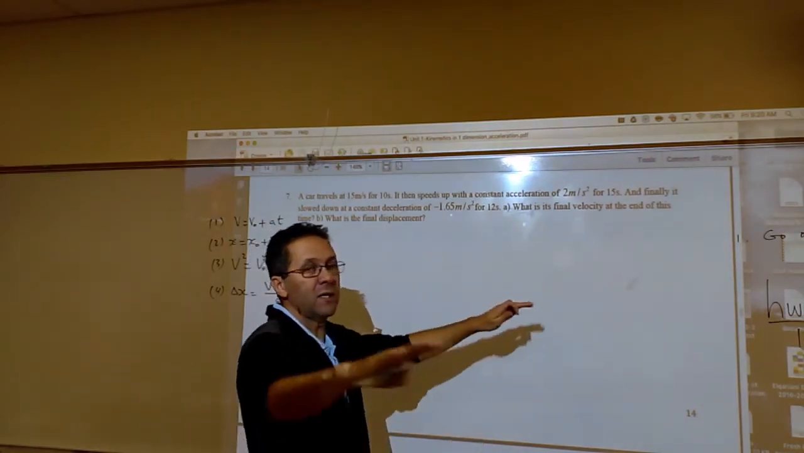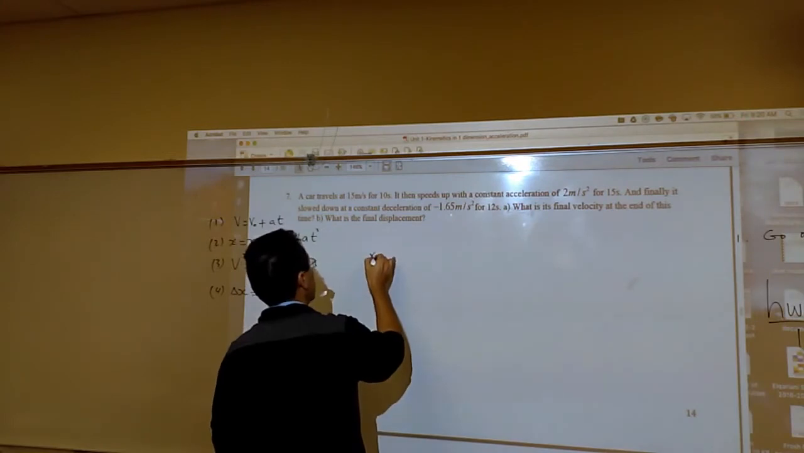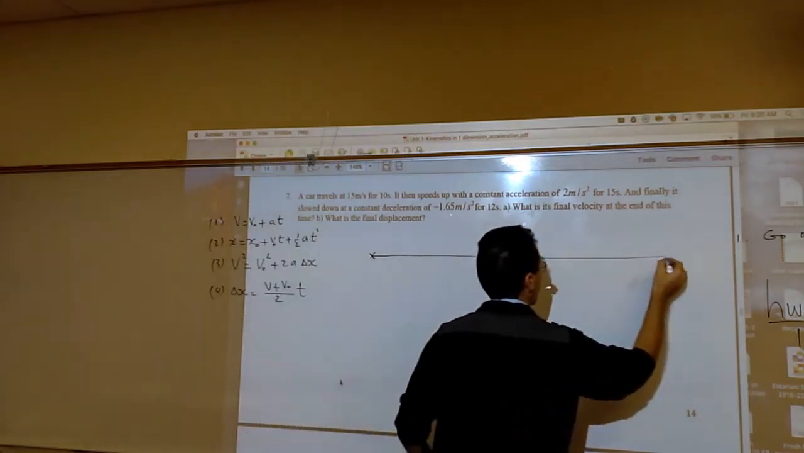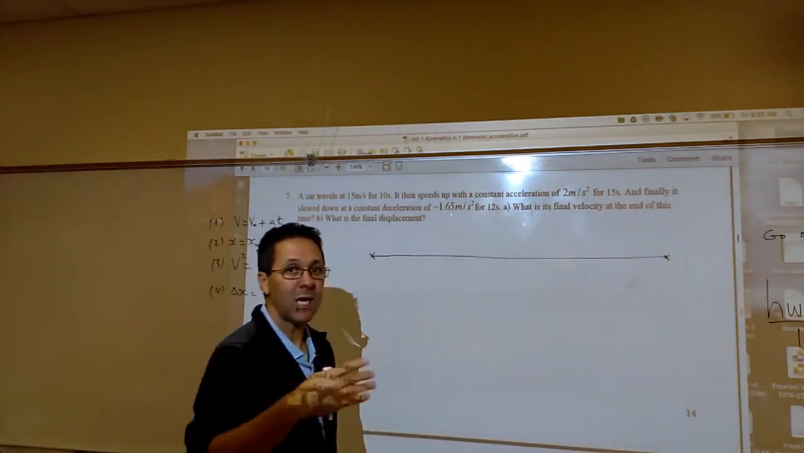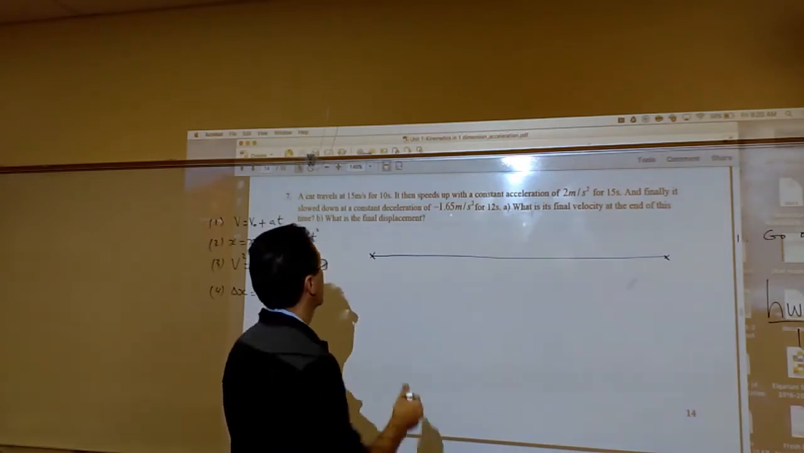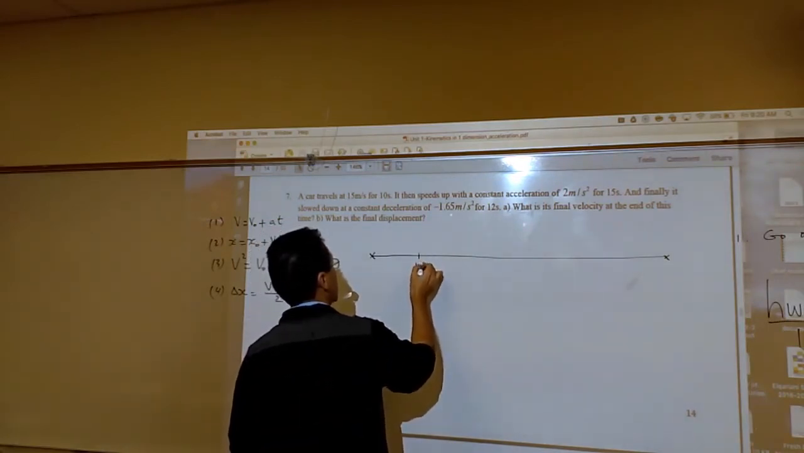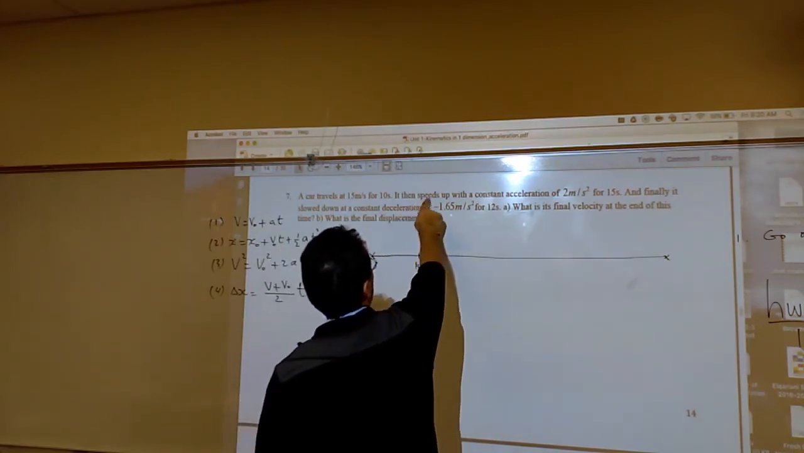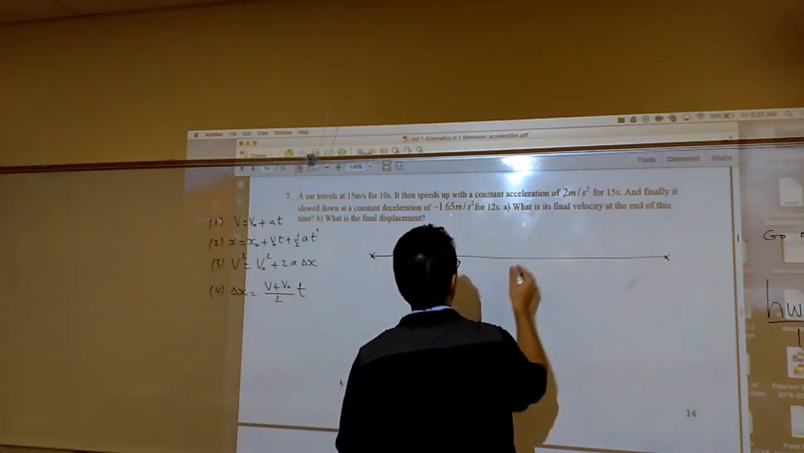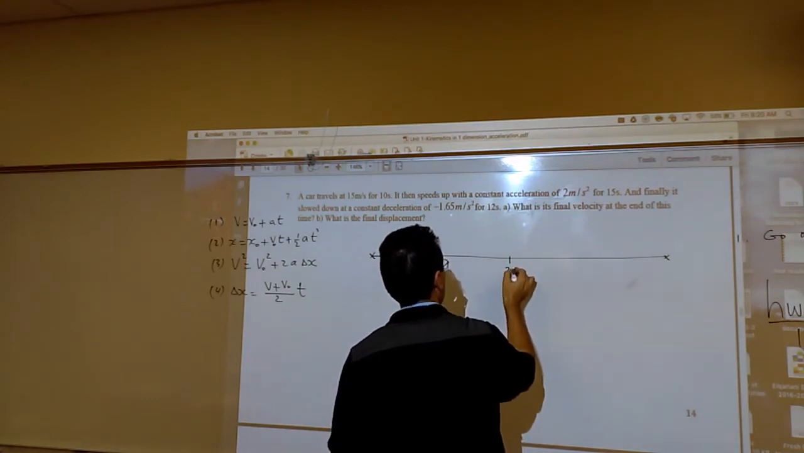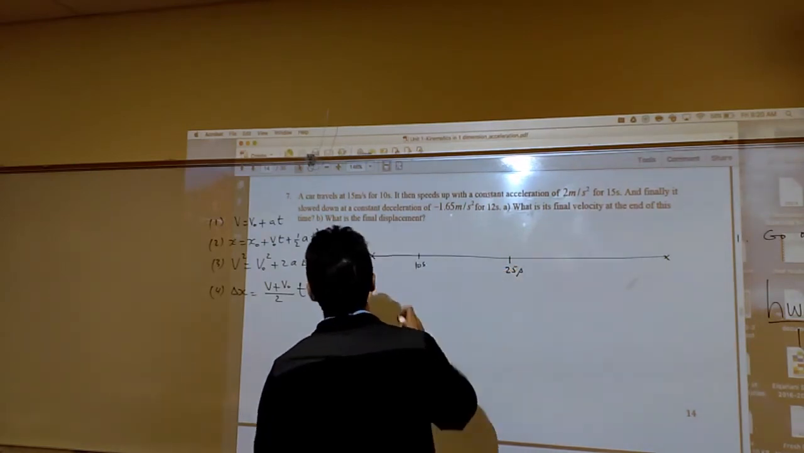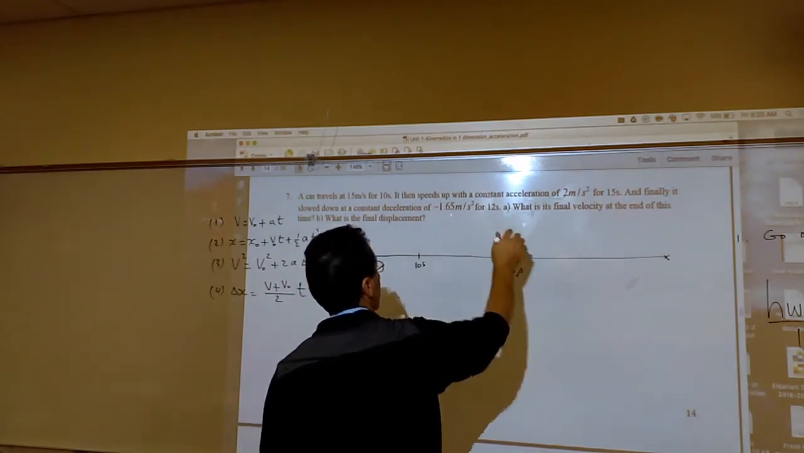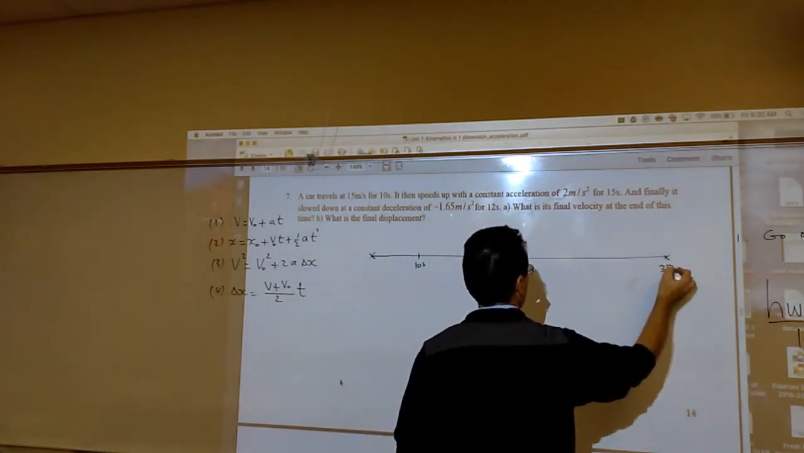I do a timeline, and I say I'm starting here, and I put all the important times where changes happen. So 10 seconds here, and then it speeds up with a constant acceleration for 15 seconds. So this is 25 seconds, and then finally slows down for 12 seconds. So this is 37 seconds.